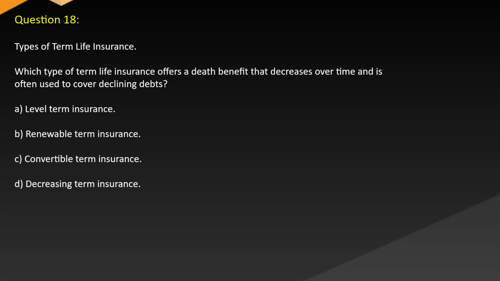Question 18. Types of term life insurance. Which type of term life insurance offers a death benefit that decreases over time and is often used to cover declining debts? A. Level term insurance. B. Renewable term insurance. C. Convertible term insurance. D. Decreasing term insurance.